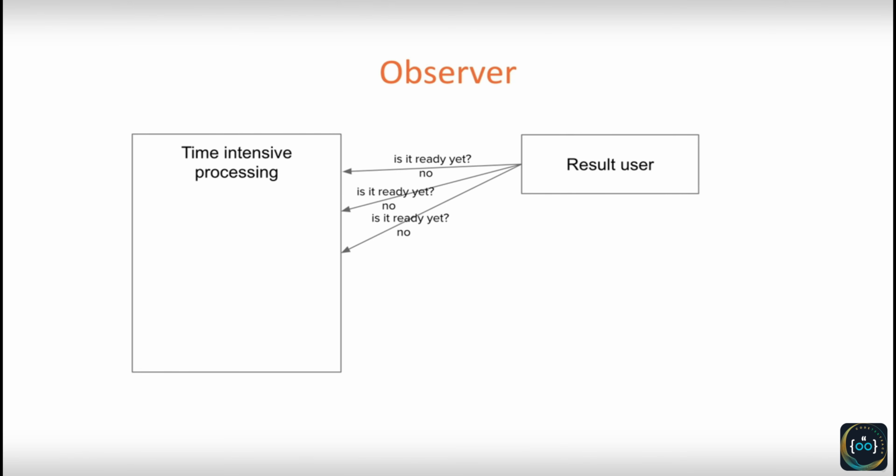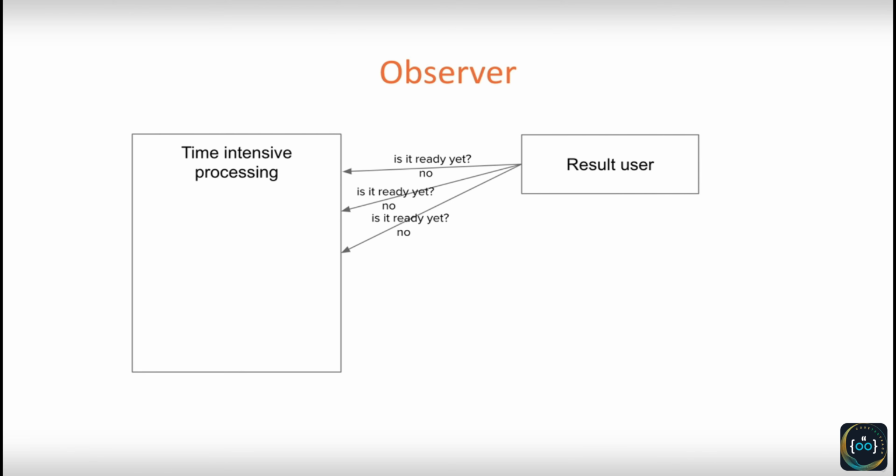One option, the naive implementation, would be to periodically poll this time-intensive processing unit just to ask for the result. And as it's shown here, you ask it once, it says no. Is it ready yet? No, not yet. Is it ready? No. Is it ready? No. So you can ask many, many times. You will get the result no until eventually you will get the yes.